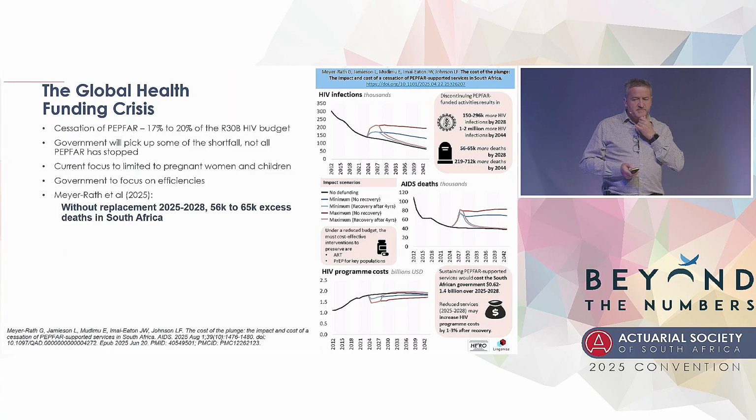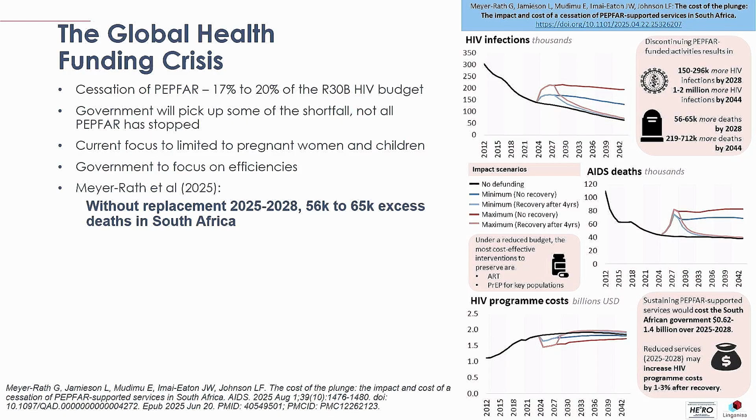In South Africa, the big one is PEPFAR. I forgot the abbreviations. The President's plan for addressing HIV/AIDS around the world and supporting HIV/AIDS. The paper on the right estimates the amount of deaths that might result in various scenarios. Without replacing this PEPFAR program and what it does in South Africa, they estimate between 50 to 65,000 excess deaths in South Africa in the next 3 years or so. So that's quite a significant number and concerning for us in terms of mortality in South Africa.